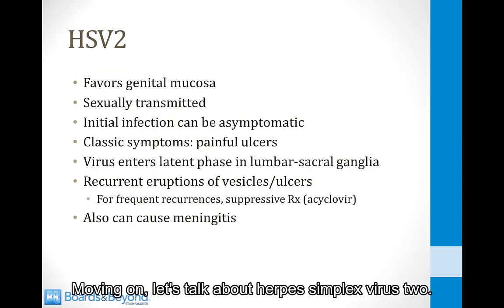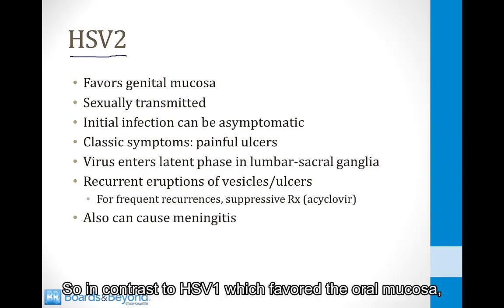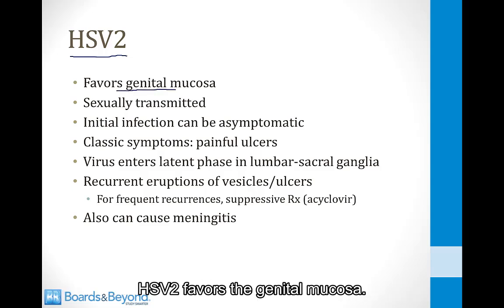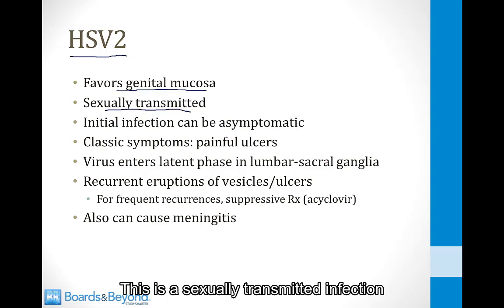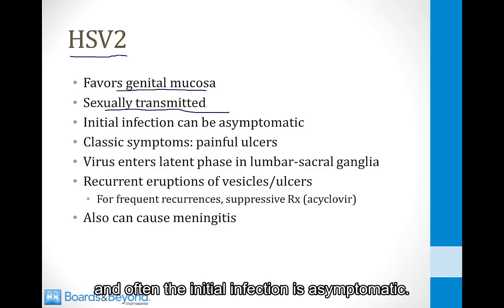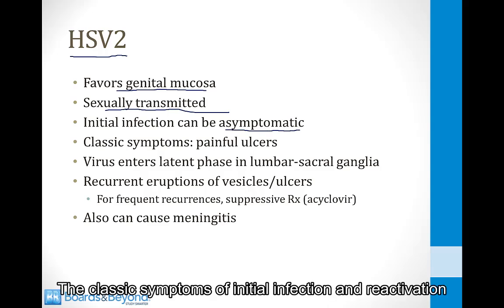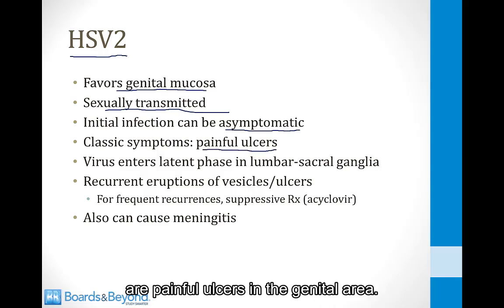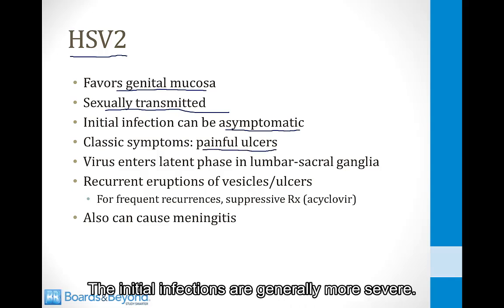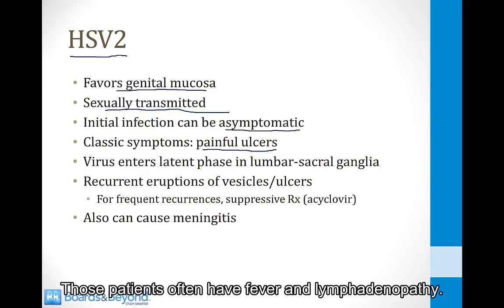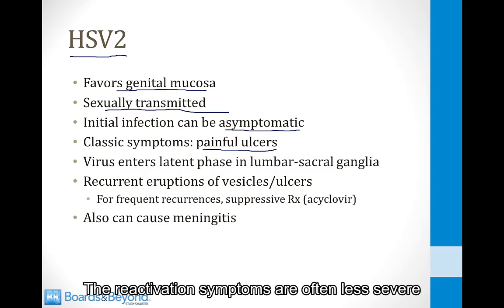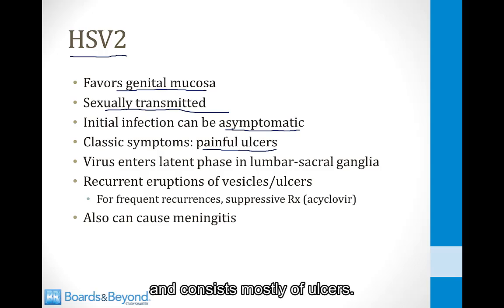Moving on, let's talk about herpes simplex virus 2. So in contrast to HSV1, which favored the oral mucosa, HSV2 favors the genital mucosa. This is a sexually transmitted infection, and often the initial infection is asymptomatic, so people's first experience of symptoms is often a reactivation syndrome. The classic symptoms of initial infection and reactivation are painful ulcers in the genital area. The initial infections are generally more severe. Those patients often have fever and lymphadenopathy. The reactivation symptoms are often less severe and consist mostly of ulcers.